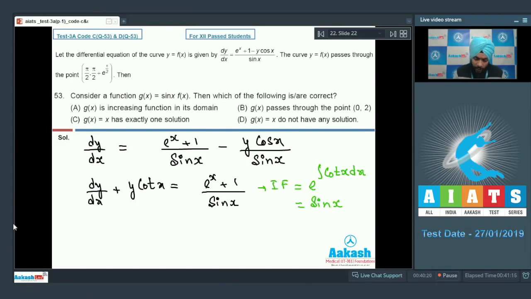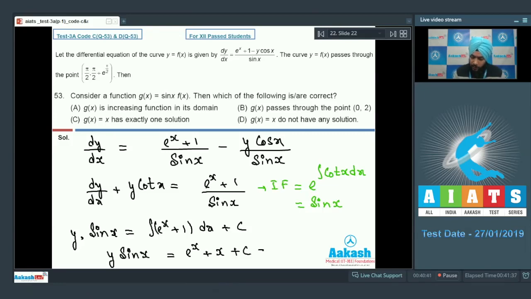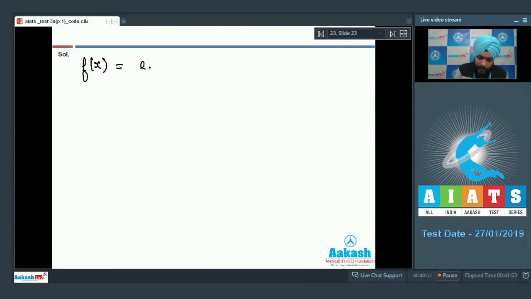What is the solution? y into the integrating factor is equal to integral of q. q is (e^x + 1)/sin x, multiplied by sin x, it will become e^x + 1, dx plus c. So y sin x is equal to e^x + x + c. From the given condition that the curve passes through the point (π/2, π/2 + e^(π/2)), we can easily see that c comes out to be 0. We have the function f(x) as (e^x + x)/sin x.